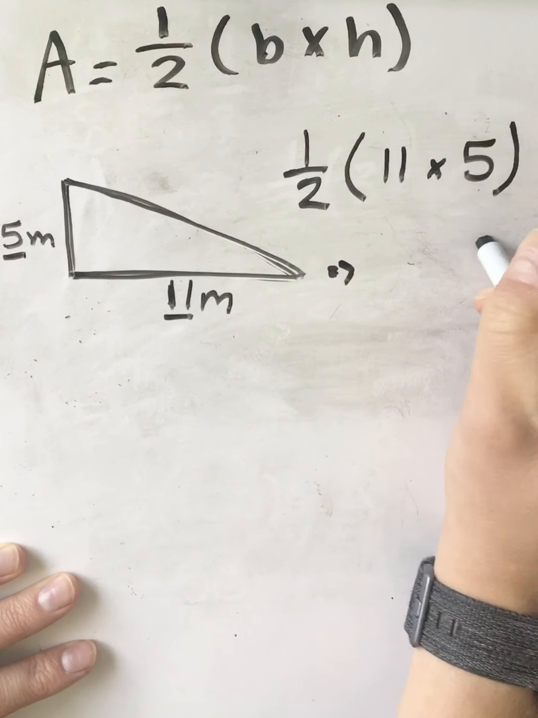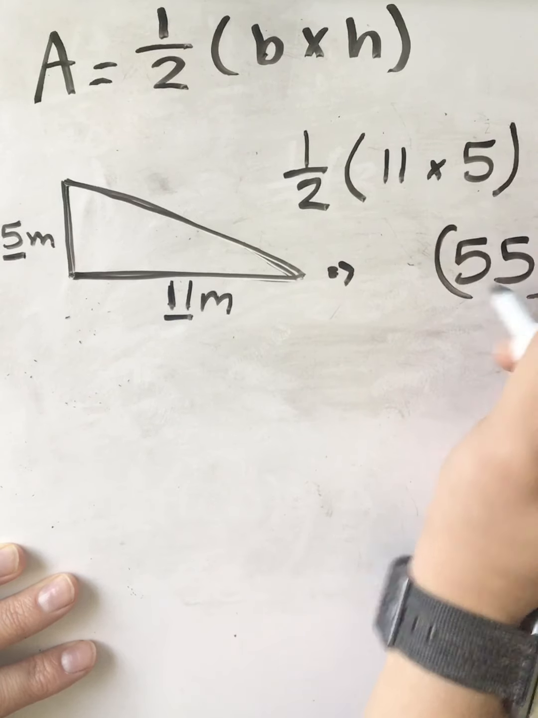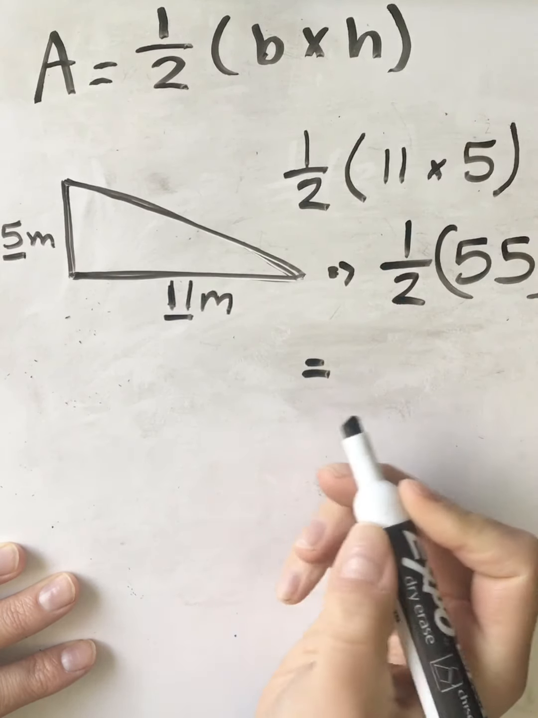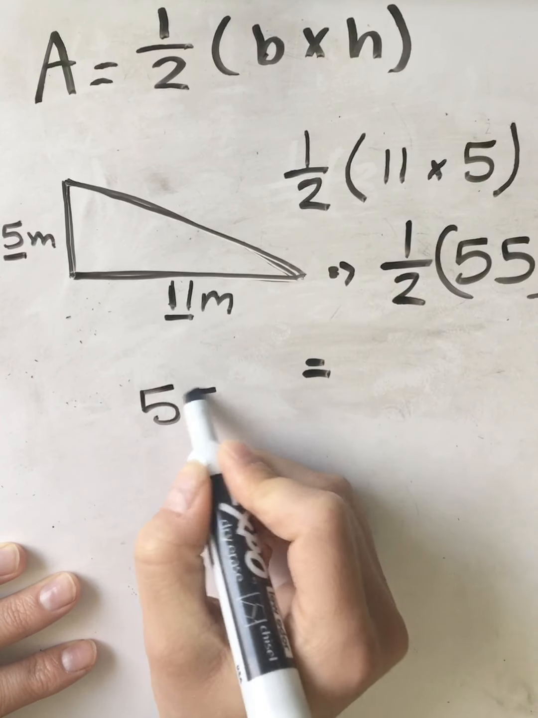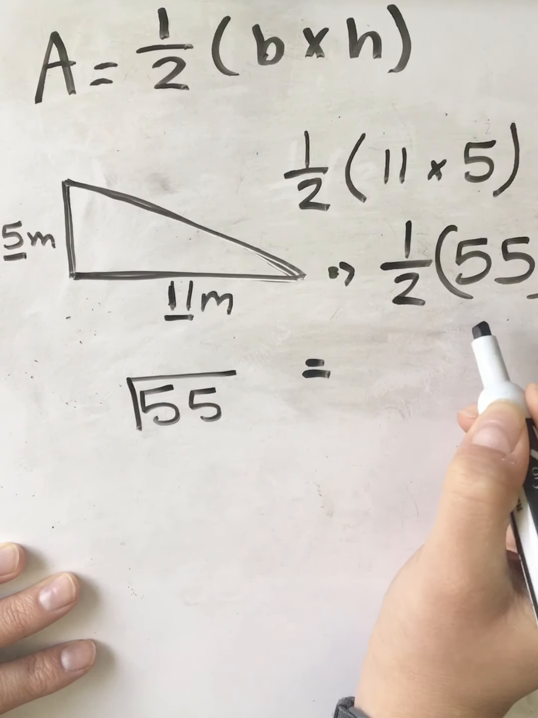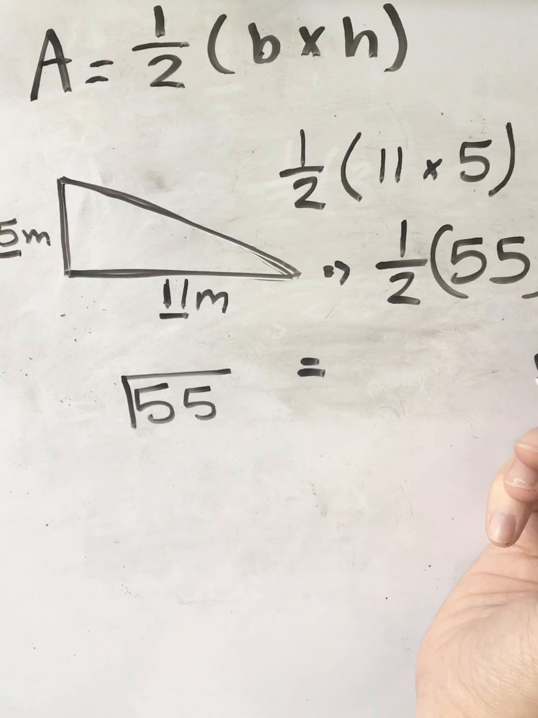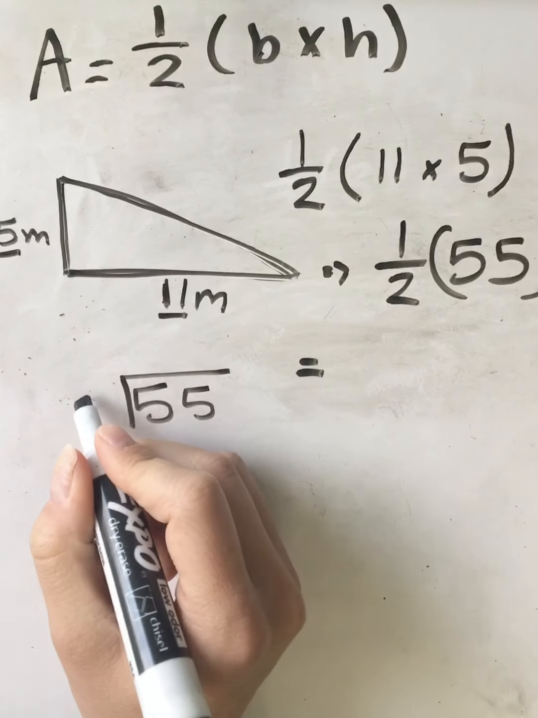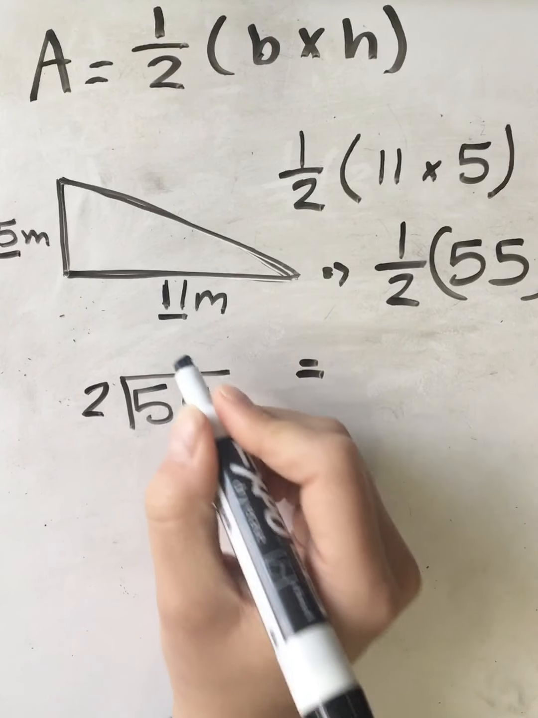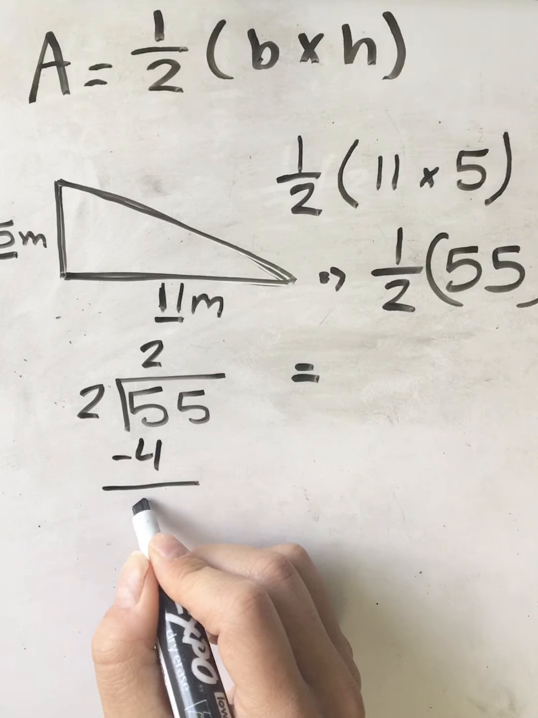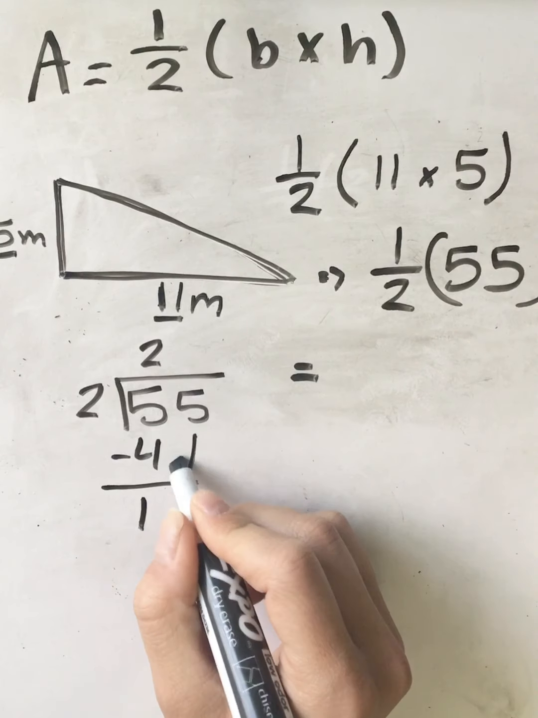So 11 times 5 is 55. 1/2 times 55. Well, let me do that problem here because we know that 55 is not even, so it's not going to be a beautiful round number, but I can still solve this. So 1/2 of 55. Well, half is the same thing as dividing by 2. 2 goes into 5 2 times. 2 times 2 is 4. When I subtract, I get left with 1. Bring down the other 5.